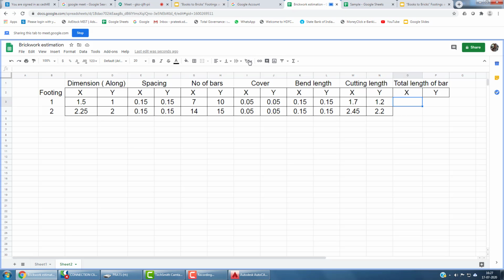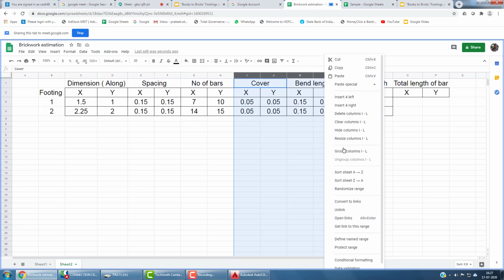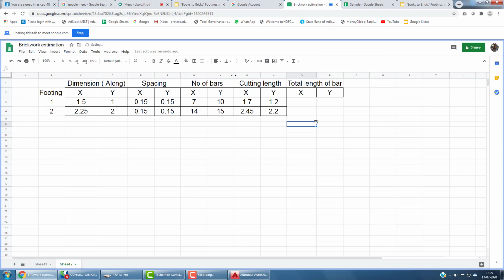Correct? So now what we'll do is we'll just hide all this to avoid confusion. Hide columns. So now it is comparatively less. Next, total length of bar required in x direction is equal to, we have cutting length of 1.7 meter and I want 7 pieces. Is it clear, guys, how I am calculating total length of bar required? My cutting length is 1.7 meter and I require 7 bars of it. So my total length of bar required is 1.7 into 7. Correct? So 12.46, I'll just reduce it to 1 decimal.